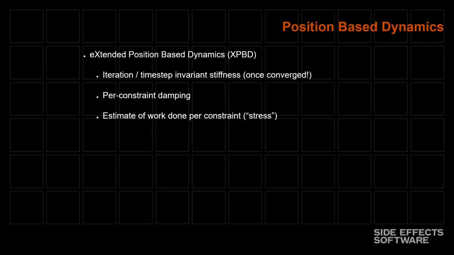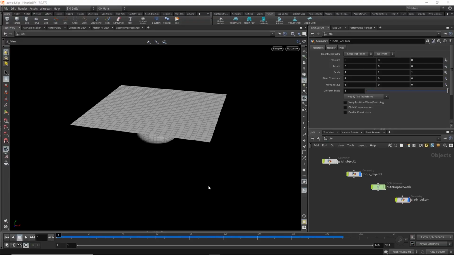It also provides per constraint damping, which is really useful to dial in particular looks. And it also gives an estimate of the work done per constraint, which we call stress in all of our user interface elements, which is a little bit of a misuse of the term, but it can be really useful for some effects like breaking, and it's also just really useful for visualizing where the work is being done by all the different constraints. So now let's jump into Houdini and look at how Vellum represents its simulation data.